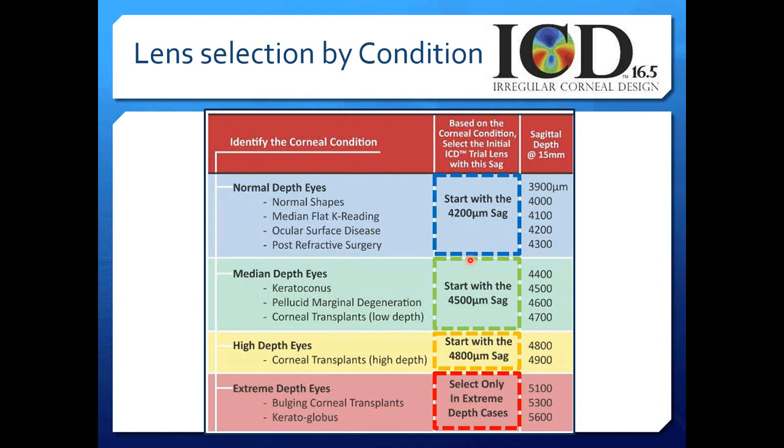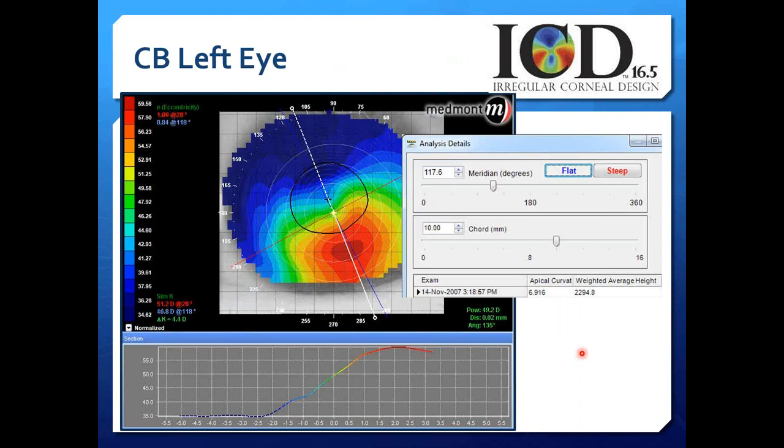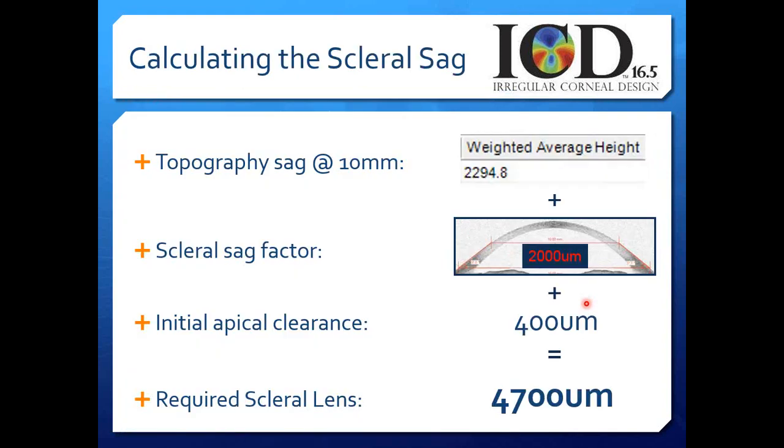If it's a keratoconic, you're going to go up higher, the 45. If it's a transplant, you're going to go another 300 microns higher. So this method is quite effective for the majority of patients. But if you want to be a little more scientific, if your topographer has the ability to measure sagittal depth across a chord of 10 millimeters, meaning if we can measure the depth of the eye across 10 millimeters of the cornea, then we've got a metric to calculate the final ICD, or the custom trial ICD lens.